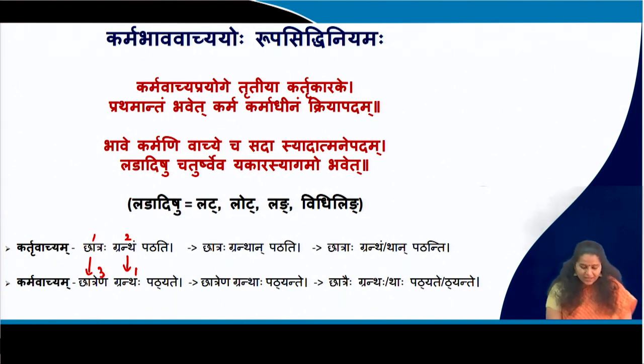अस्तु, तर्हि छात्रः ग्रन्थं पठति. Tell me, छात्रेण ग्रन्थः पठ्यते. उत्तमम्. Next, छात्रः ग्रन्थान् पठति. So one student reading many books. What happens if you do it in the कर्मवाच्यम्? So छात्रः becomes छात्रेण, तृतीया. So, one becomes three, and two becomes, okay, so this is two plural, becomes the nominative or the prathama vibhakti.